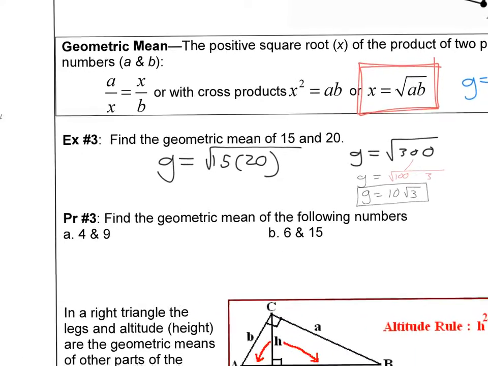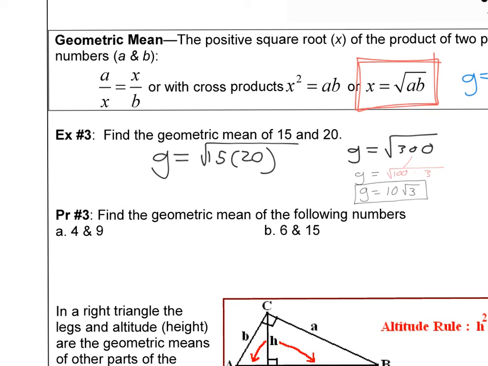Again, 10 rad 3, or 10 square root 3, or 10 times square root 3, however you want to say it. There's a decimal number that you can represent that with, and sometimes they'll ask for the decimal, but most often all we want is this exact number. If you want the decimal, just put 10 times square root 3 in your calculator, and you'll have it.